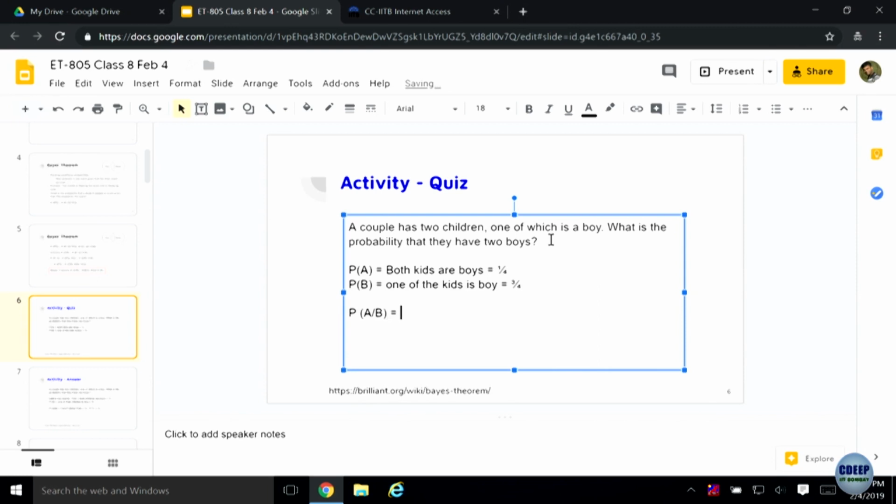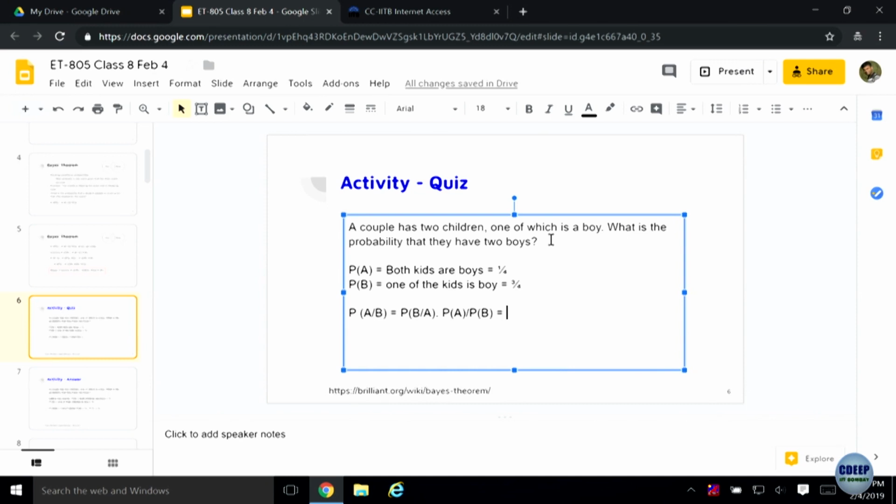Now what we want is probability of A given B, which is equal to probability of B by A. What is probability of B by A? One. Probability of B by A is 1. No, you cannot divide A and B like that. It's not an independent event.